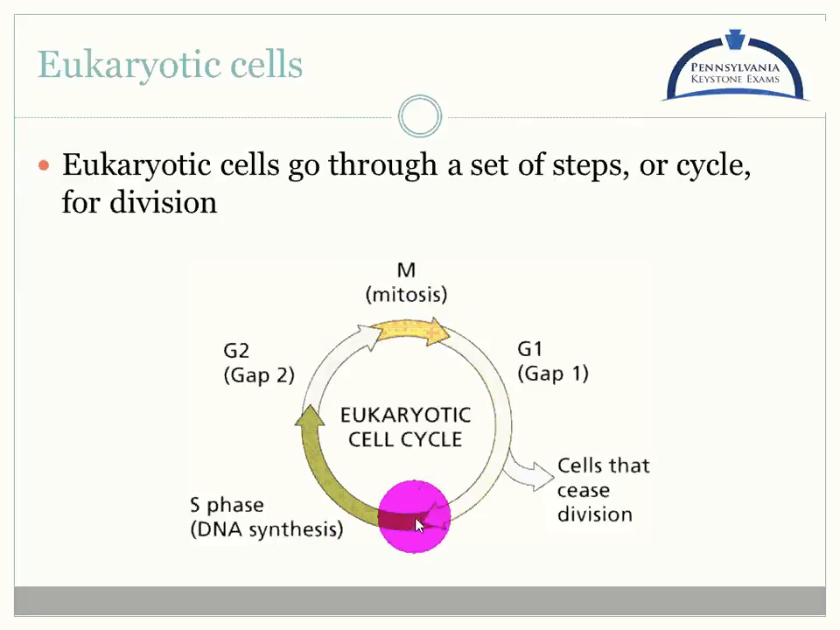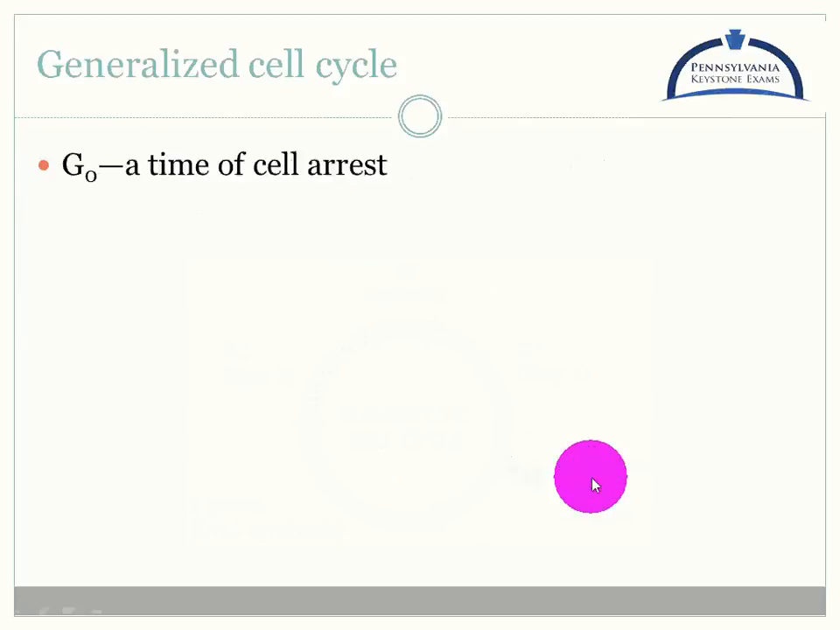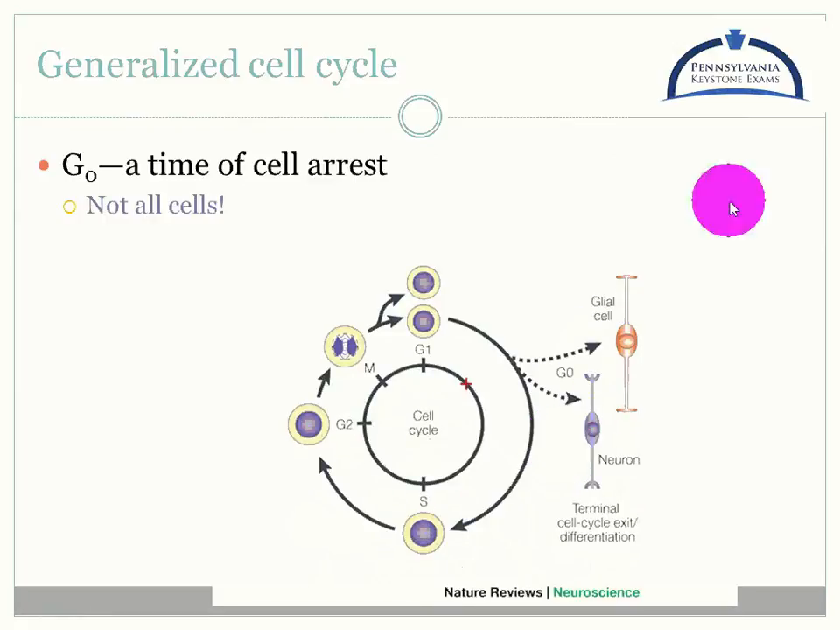So you can see there's this general cycle, and then there's this little piece here. There are certain times or certain types of cells that will go into this little extra piece called G0. G0 would be a time of cell arrest or no more growing. Really good examples of this would be brain cells. Glial cells and neurons are both types of cells in your brain. They simply don't go through this cycle.